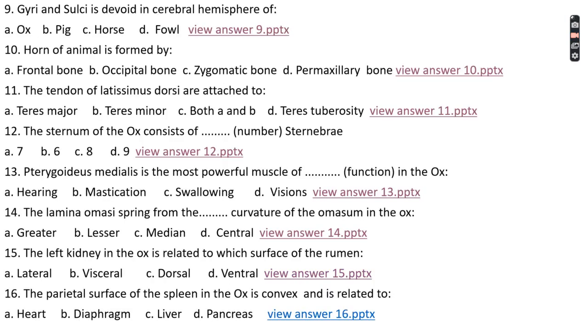Question number 16. The parietal surface of the spleen in the ox is convex and is related to option A heart, option B diaphragm, option C liver, option D pancreas. The right answer is option B, that is the diaphragm.